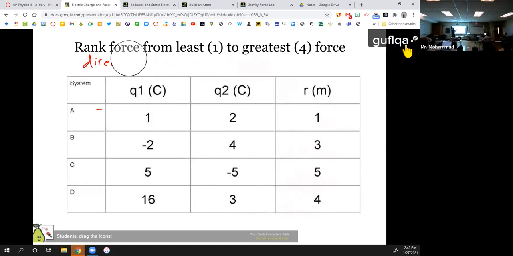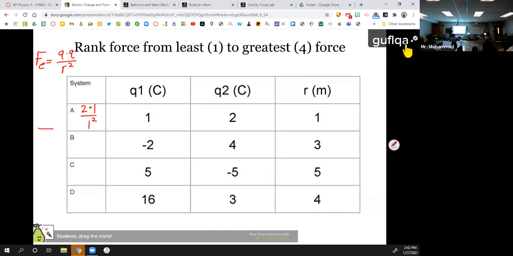So, could you rank the forces of each of these from greatest to least? So remembering to get the force, it doesn't matter if it's attractive or repulsive, positive or negative, charge times charge over distance squared. So for example, this first one here, 2 times 1 over 1 squared. So figure out how much each one is, and then rank them.